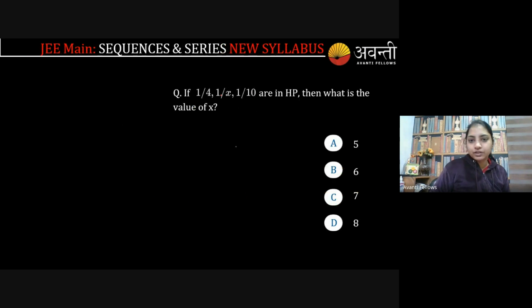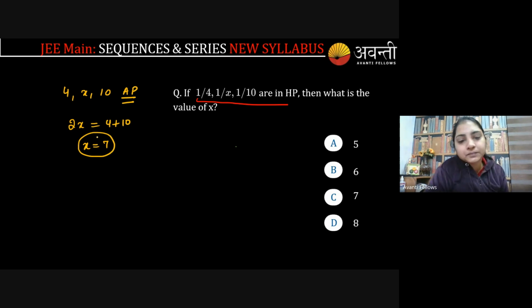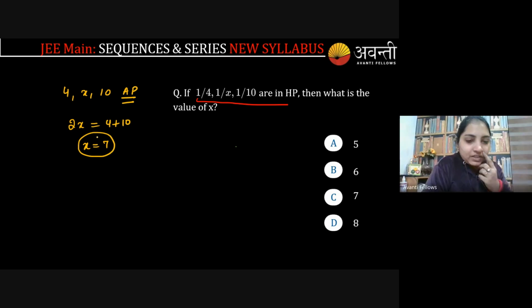See, very simple question. They said these three numbers are in HP. You need to find X. What will we write? We will say 4, X, 10 are in AP. It means 2X must be equal to 4 plus 10. So X must be equal to 7. Very simple. Clear to everyone? Yes, ma'am.